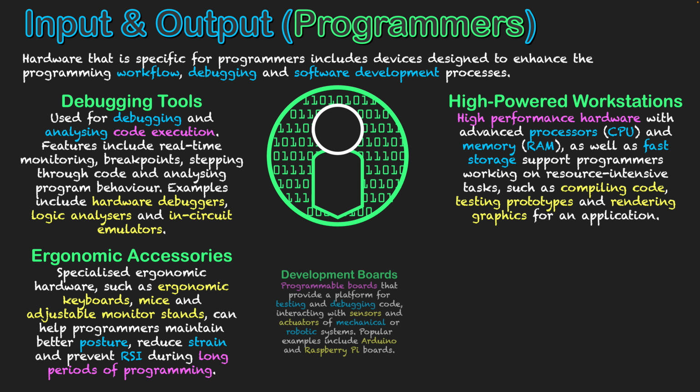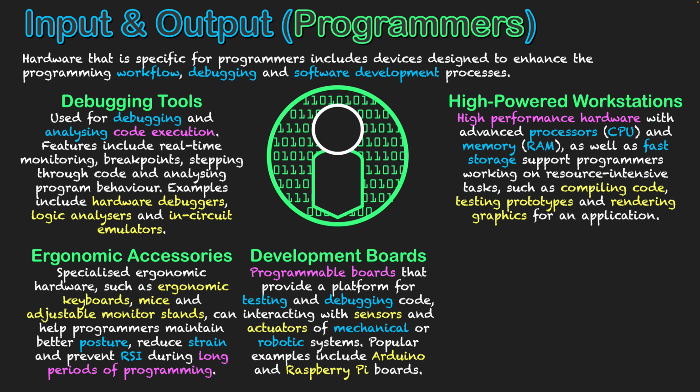The next category then is that of development boards. These are programmable boards that provide a platform for testing and debugging code, okay, and allow for systems to interact with sensors and actuators of mechanical or robotic systems. All right, so we're developing these mechanical systems and we can use a development board to apply the code and then see how it works, as well as give us feedback about how the code is going within these programs.